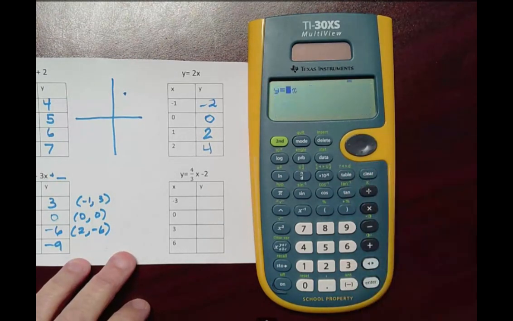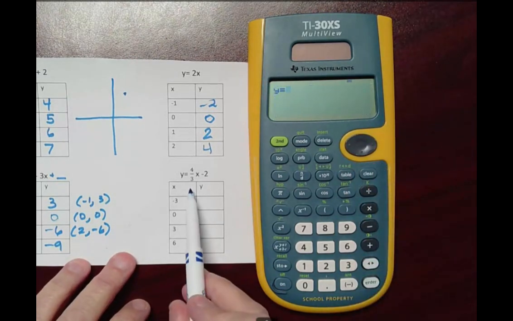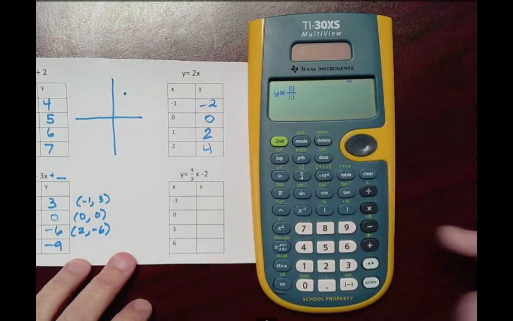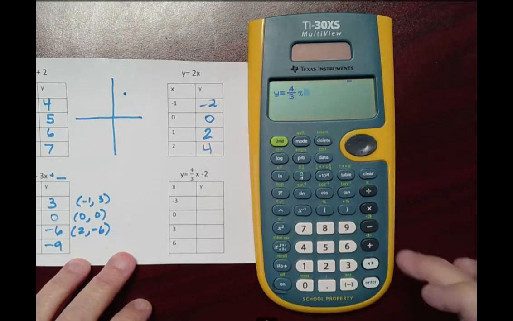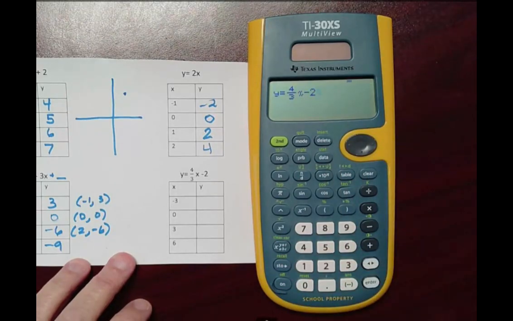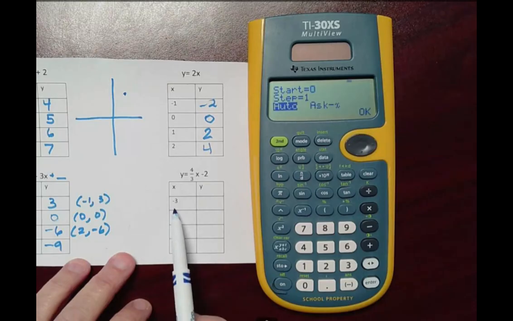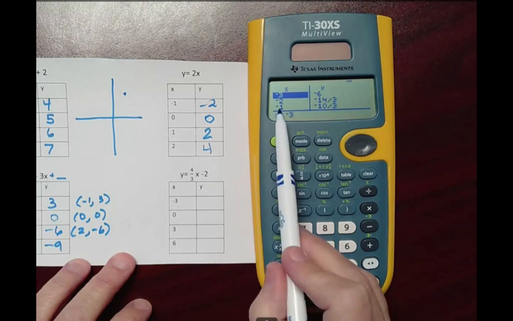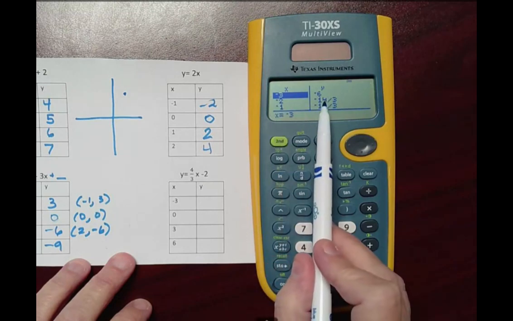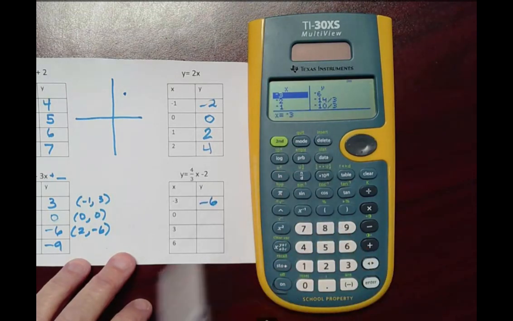So let's hit our table button and clear. 4/3 x, since that's a fraction, we have to hit our fraction first. 4 on top, 3 on the bottom, x minus 2. When I hit enter, I'm going to set my start at -3 because that's the first value on my chart, -3. I'm going to scroll down, enter, enter, enter, till I get down to OK. Enter one more time. When x is -3, y is -6.